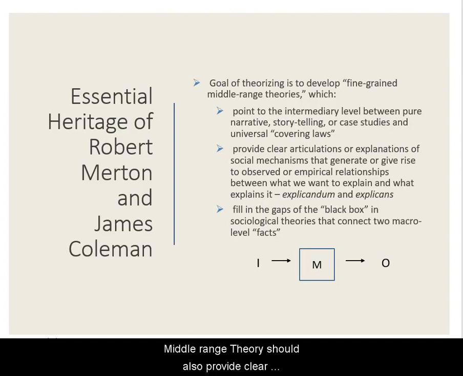These middle-range theories should also provide clear articulations or explanations of the social mechanisms that generate or give rise to observed or empirical relationships between what we want to explain and that which explains it. Additionally, developing fine-grained middle-range theories should fill in the gaps of the black box in sociological theories, the black box that connects two macro-level sociological or social facts.